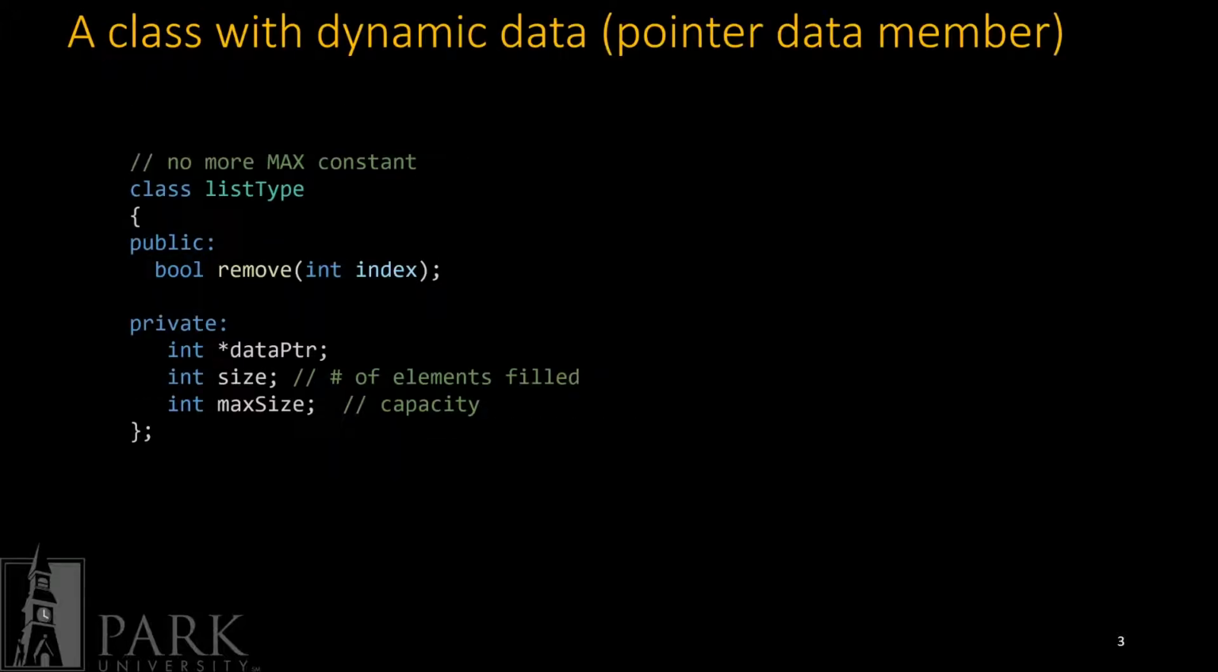Our list type class would be a perfect example for this discussion. Instead of using a statically allocated array, now it has a pointer data member which will point to a dynamically allocated array. Because a dynamically allocated array can be as big as you want, now the list type class doesn't need a max constant. So here you can see our pointer to our array.